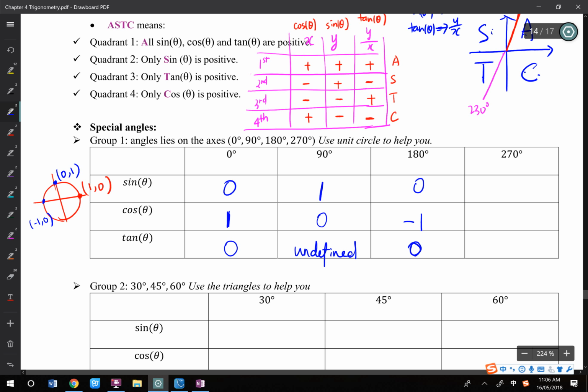How about 270? So 0, -1. So sine is -1, cosine is 0, and tan is undefined. Good.